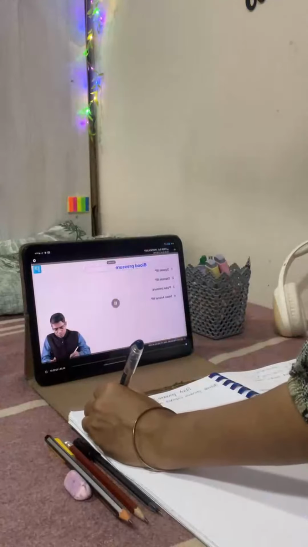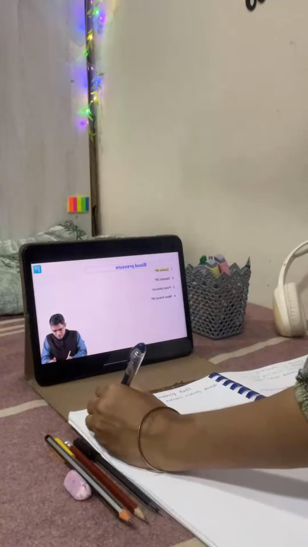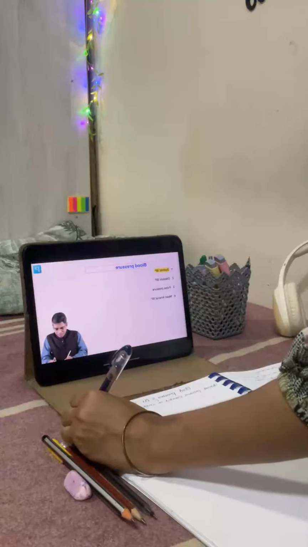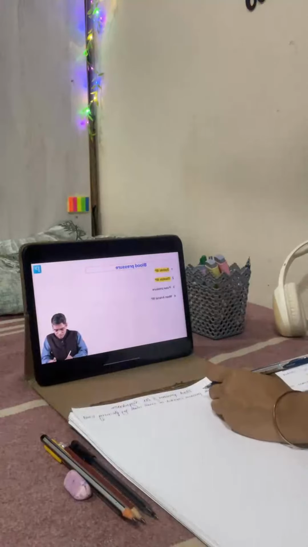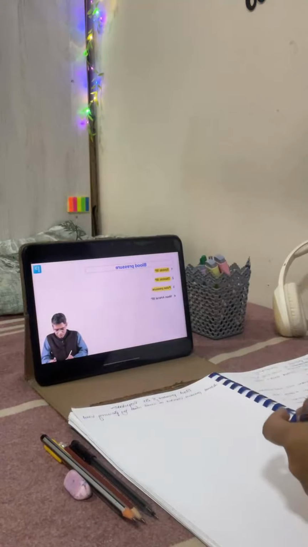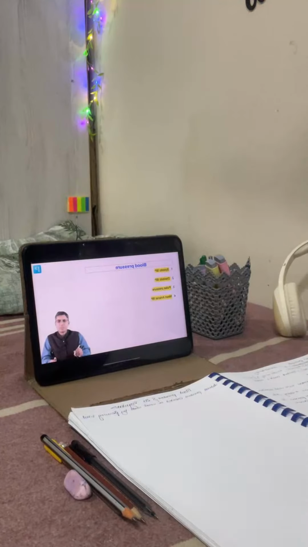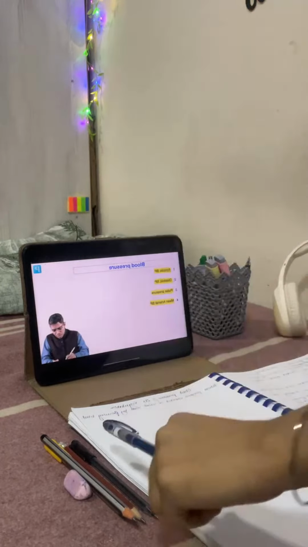Now we also know that there are different types of blood pressure, like systolic blood pressure, diastolic blood pressure, pulse pressure, and the mean arterial pressure. So we have to understand all of these different types of blood pressure and what are the determinants of these different types of blood pressure. So first I'm writing systolic blood pressure.